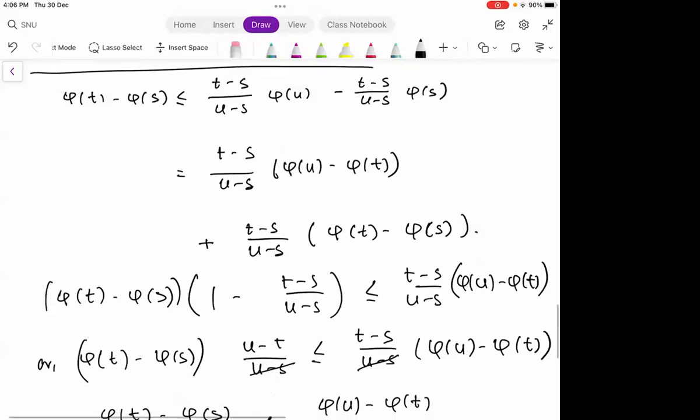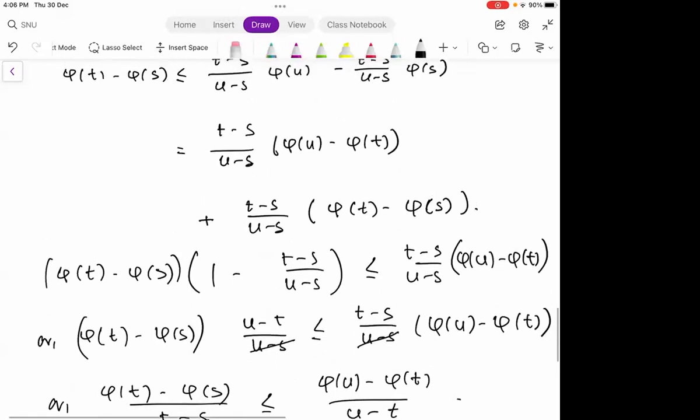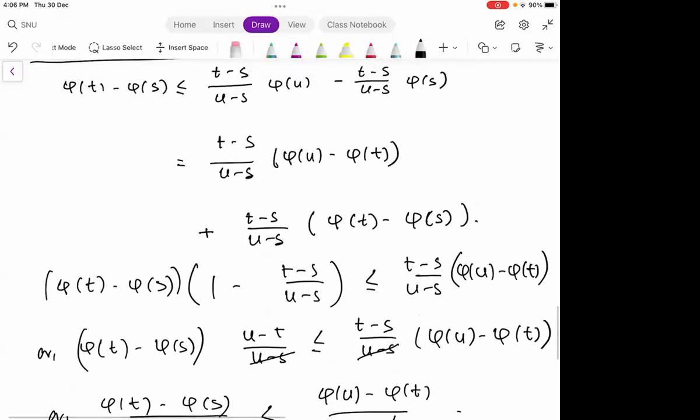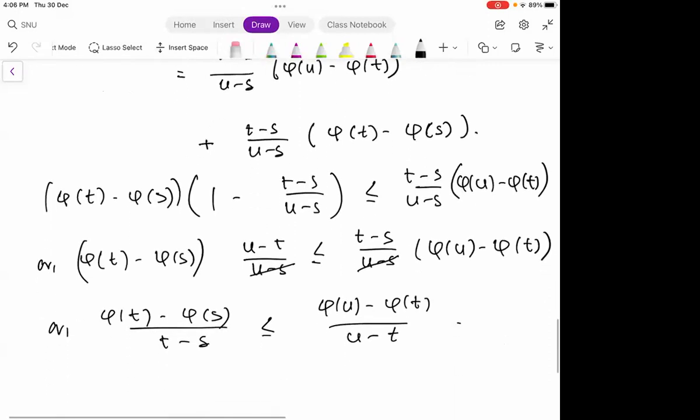All right. Perfect. So I'm left with phi t minus phi s on both sides. So I bring one of them from the right to left. I'll get 1 minus t minus s by u minus s, times phi t minus phi s, less than or equal to t minus s by u minus s, times phi u minus phi t. 1 minus t minus s by u minus s turns out to be u minus t by u minus s. So u minus s is in the denominator of both sides. That cancels, and then I have.